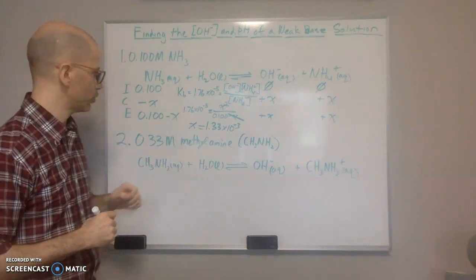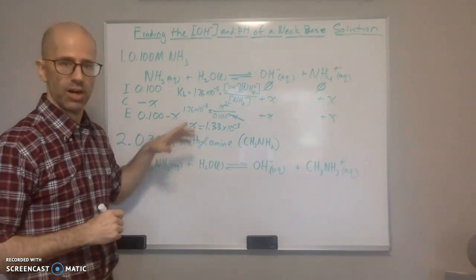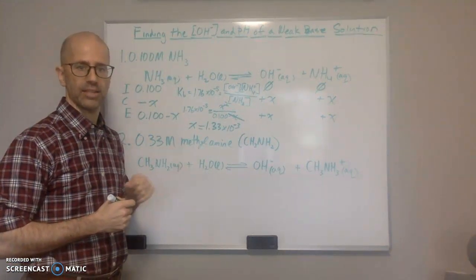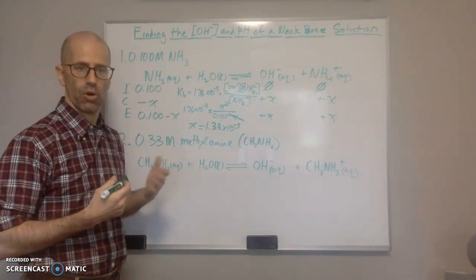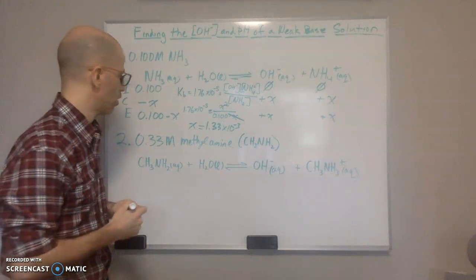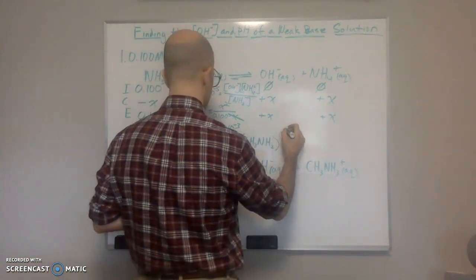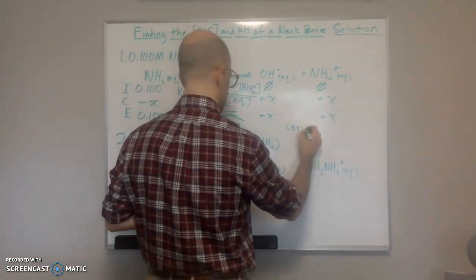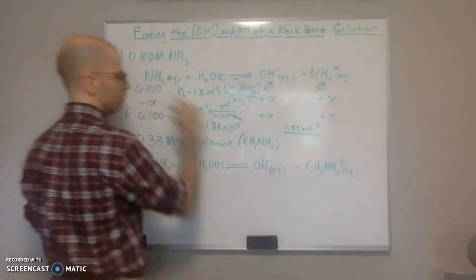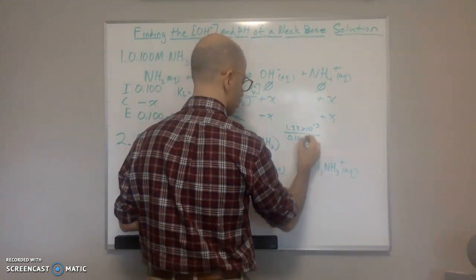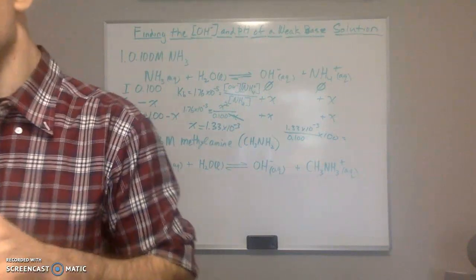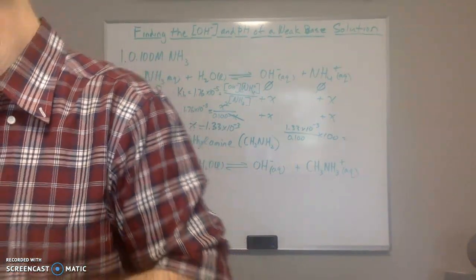But if we double check our x is too small approximation, we need to check the ionization percent, or whether or not this falls under the 5% rule. So if we take the 1.33 times 10 to the negative 3 divided by the original concentration, 0.100, multiplied by 100, we get a percent of 1.33.